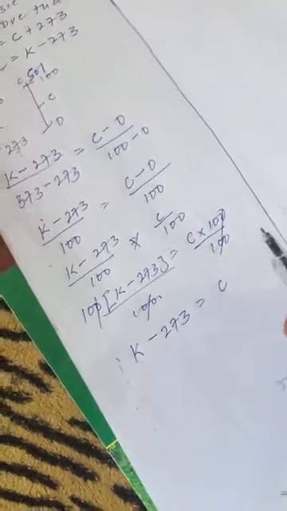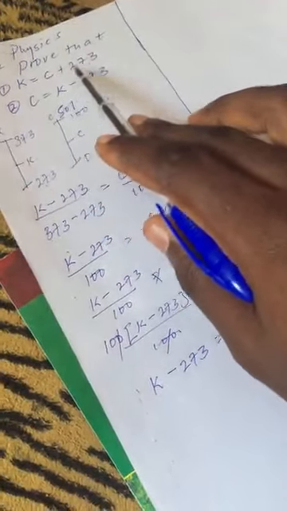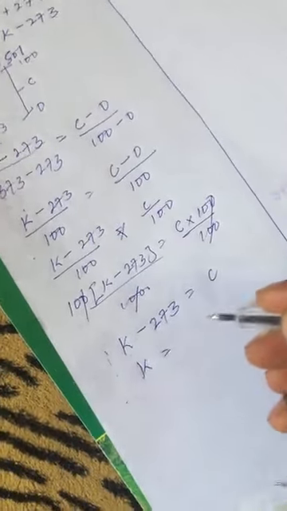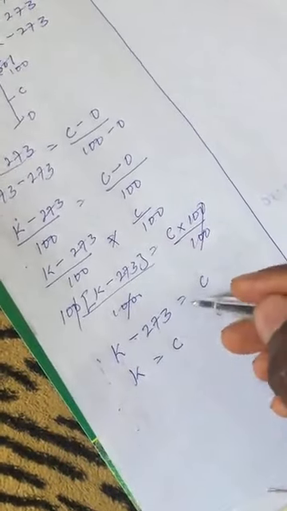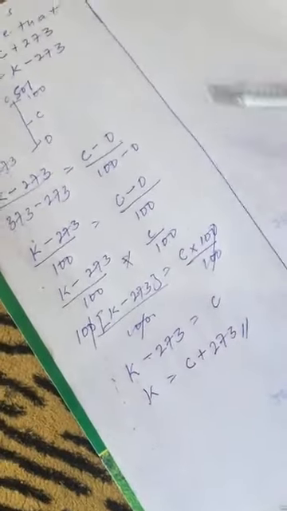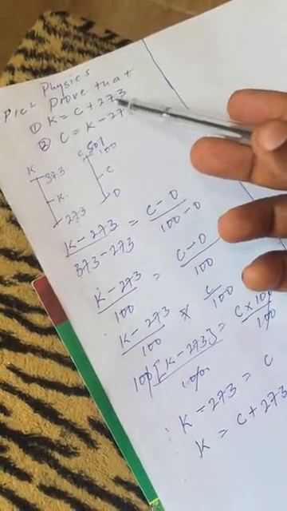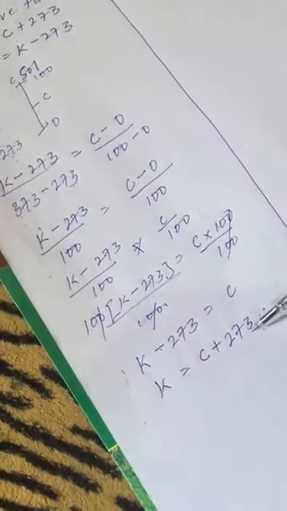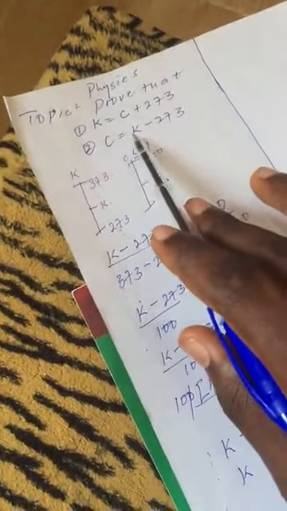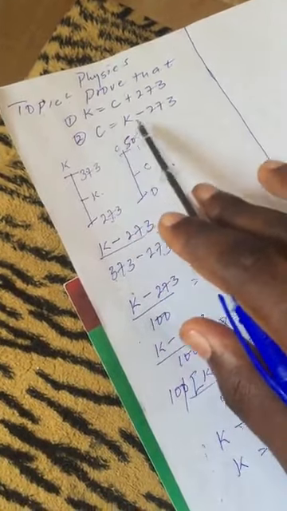The question we are asked to derive is: prove that k is equal to C plus 273. So from here, we take our like terms. It becomes k is equal to C, and when minus crosses the equal sign it becomes plus, that's 273. So we are able to prove that k is equal to C plus 273, and our proving has become this point. Now the next one, we want to prove how C is equal to k minus 273.